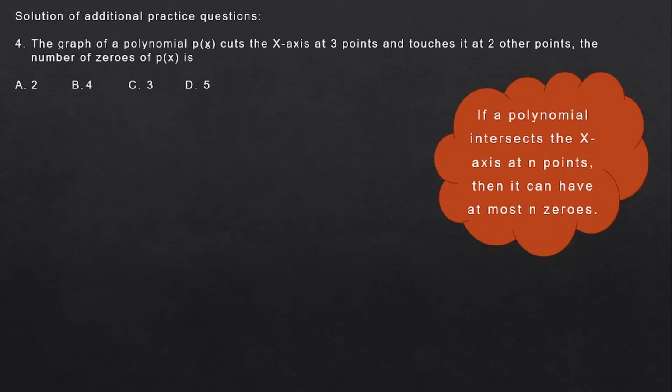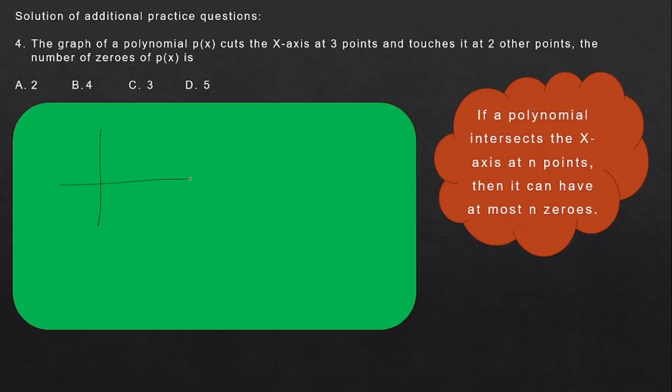The graph of a polynomial p of x cuts the x-axis at 3 points and touches it at 2 other points. The number of zeros of the polynomial p of x is. Now we know by concept that if a polynomial intersects the x-axis at n different points, then it can have at most n zeros. Assuming this is my coordinate axis, they are saying the graph is cutting the x-axis at 3 points and touches it at 2 other points. So something like this is my graph, and it is touching the x-axis at 2 points. So 1, 2, 3 where it is cutting, and 2 points where it is touching. So the total number of zeros in this case will be 5. Let's see the last question.